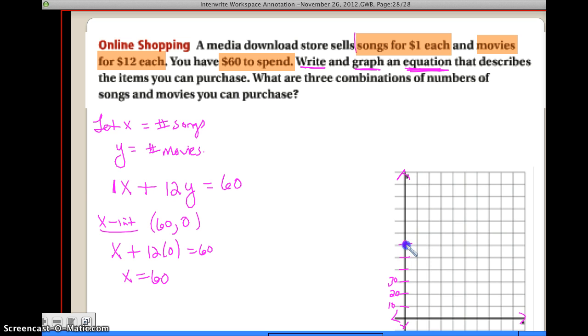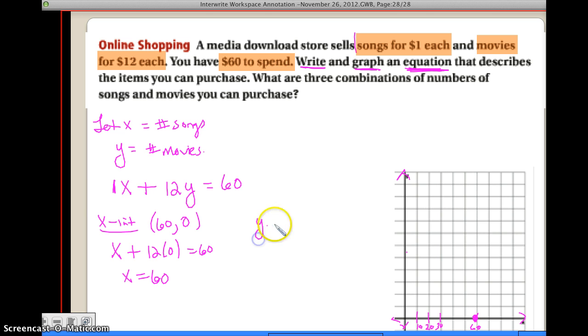Whoops, I went the wrong way on this, didn't I? Okay, let me erase this, guys, sorry. Because this is my x-intercept, I was doing y-intercept, so let's go tens this way. I'm going to show a couple so that it's identifiable. 10, 20, 30, 40, 50, 60, right here. This is 60. So that's my x-intercept.